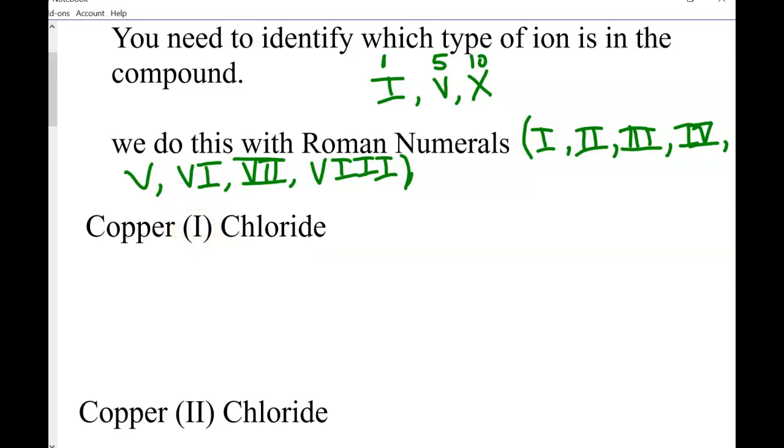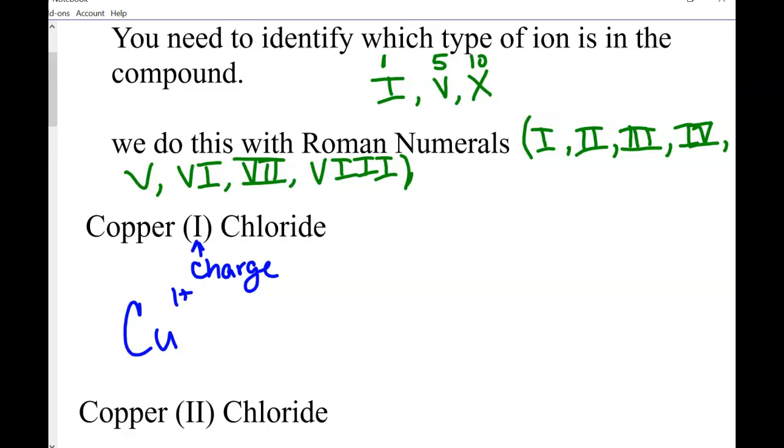That one tells you the oxidation number or the charge on that ion. So this would be a copper. Copper has the symbol of Cu. And the 1 means that it has a 1 plus charge.